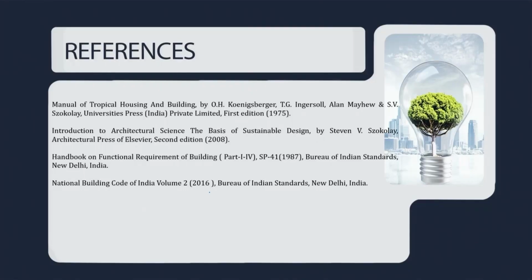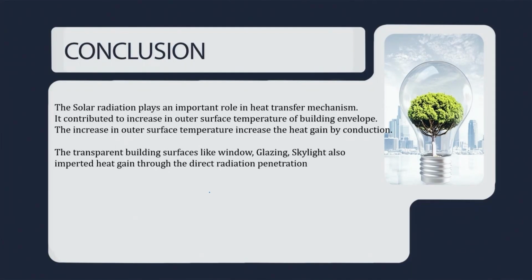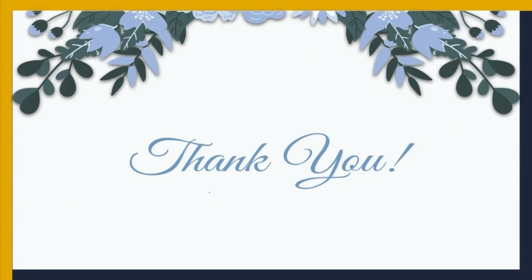These are the references for this lecture. I have used the same references, and what we understand from here is that solar radiation plays a very important role. As you know, it has a periodicity. We need to see in the following lectures how we can tackle that. It increases the surface temperature of the wall, and it also penetrates through the window. So, transparent elements like window glazing and skylights also have to be designed accordingly. Thank you so much.